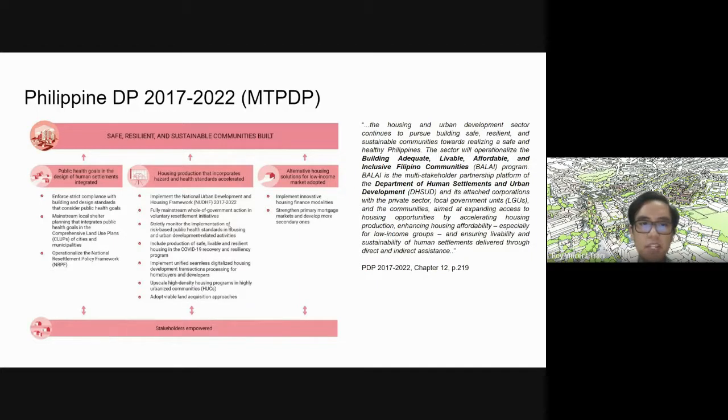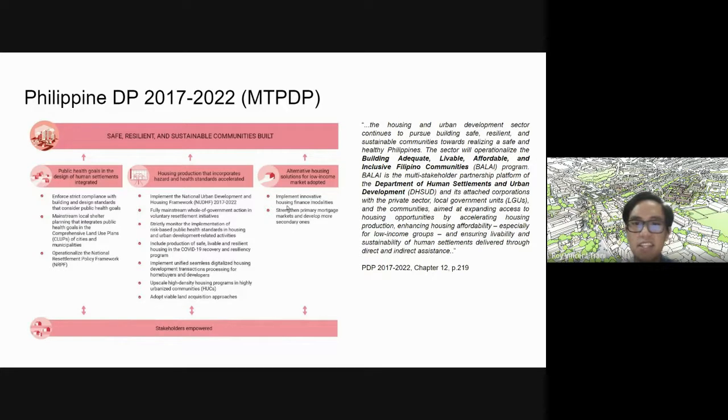Strictly monitor implementation of risk-based public health standards in housing and urban development related activities. Include production of safe, livable, and resilient housing in the COVID-19 recovery and resiliency program. So adopt viable land acquisition approaches, etc. This one is a little bit better. It's more wordy, but at least there's some specific thing that they're referring to, not just a lofty idea of we want to make good houses. How do you make good houses?